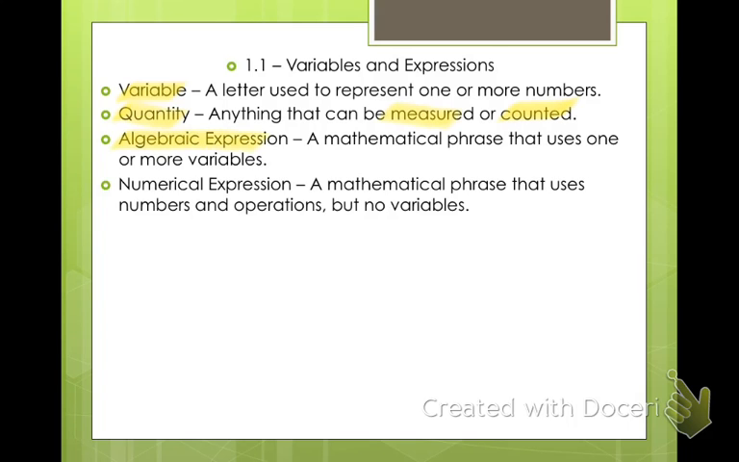An algebraic expression is a mathematical phrase that uses one or more variables. And a numerical expression is, again, a mathematical phrase that uses just numbers and operations, no variables.